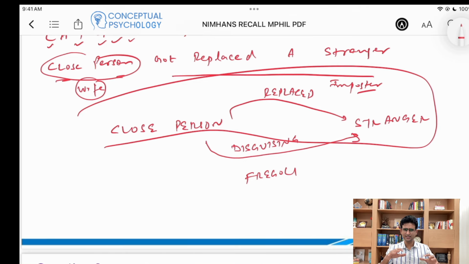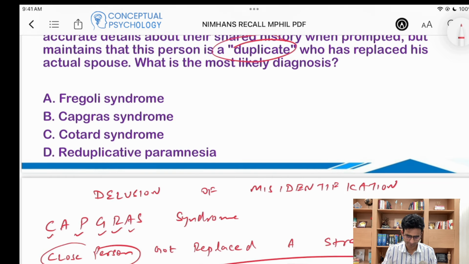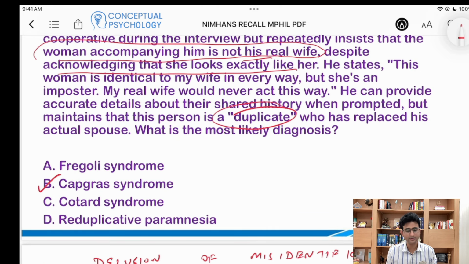In such cases, the best way is to remember one and remember that the other one is the other one. So we remember Capgras full form, close person got replaced by a stranger. The other one is close person is disguising as a stranger. So the answer is Capgras syndrome. Fregoli syndrome we have talked about.